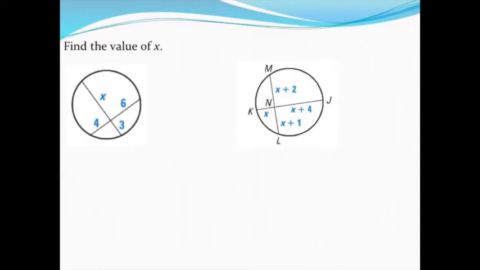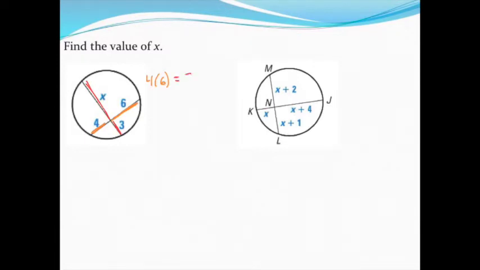When two chords intersect inside a circle, the product of the pieces that it's cut up into are equal to each other. So for example, this chord is cut up into the pieces 4 and 6. Their product, 4 times 6, is going to be equal to the product of the other two pieces multiplied together. This will be true anytime two chords intersect in a circle.